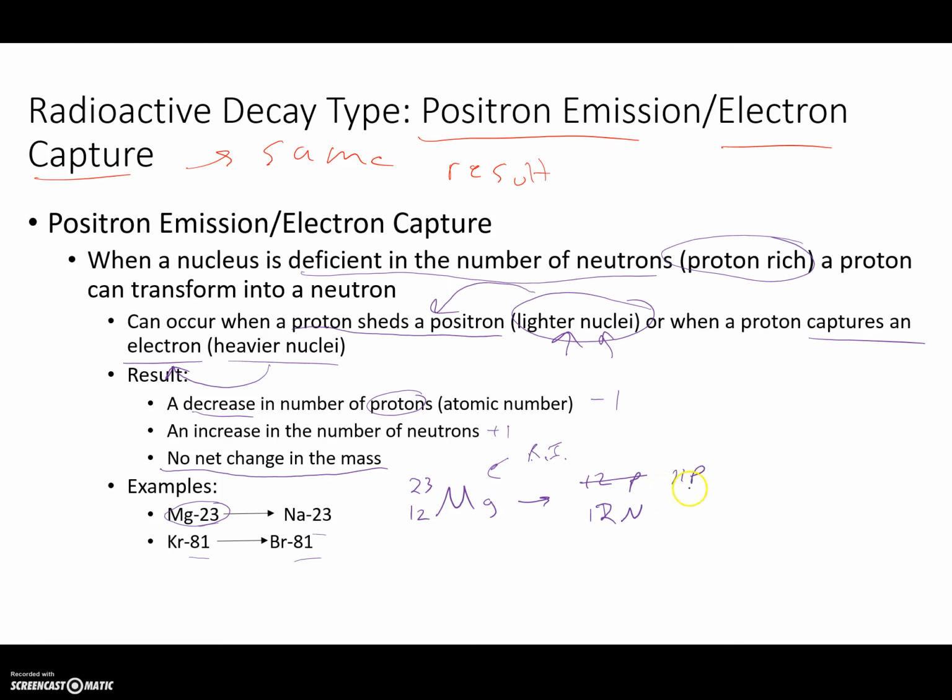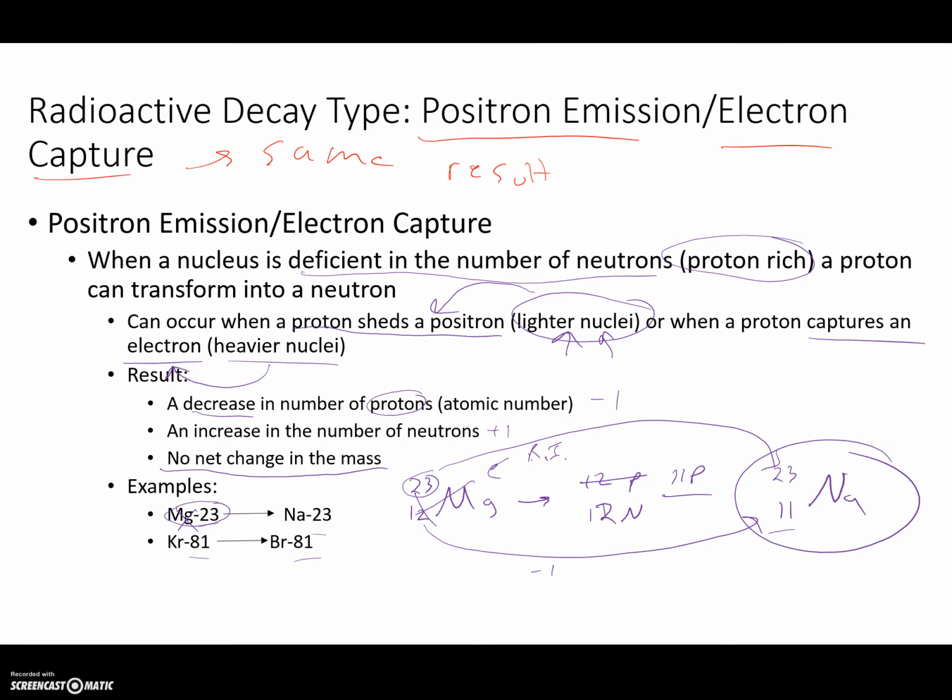Okay, so my new ratio there is, but because I have 11 protons, I am no longer magnesium, right? So my notation would be 11, 23. So I still have a mass of 23. That remains constant. My atomic number goes down 1. But the element that has 11 protons is not magnesium. It is sodium. All right? So that would be what I transform to in that case. Right? So magnesium being a lighter element on the top side of that periodic table, we shed a positron.